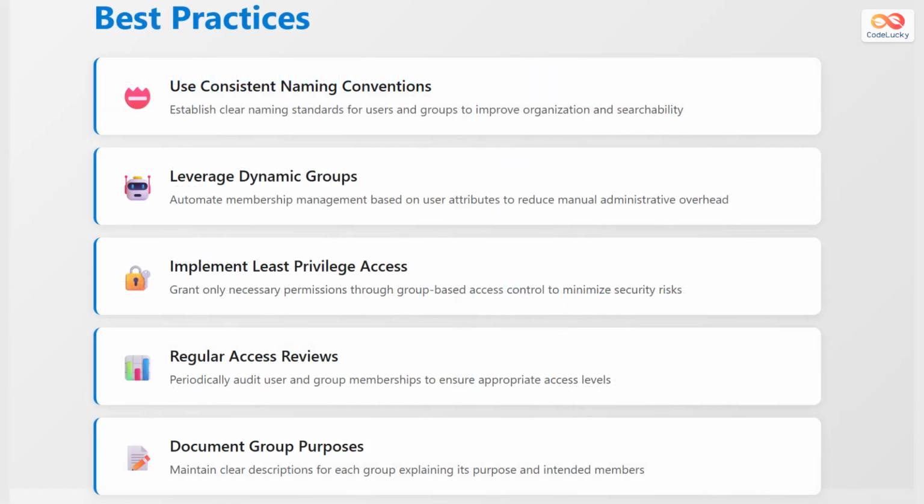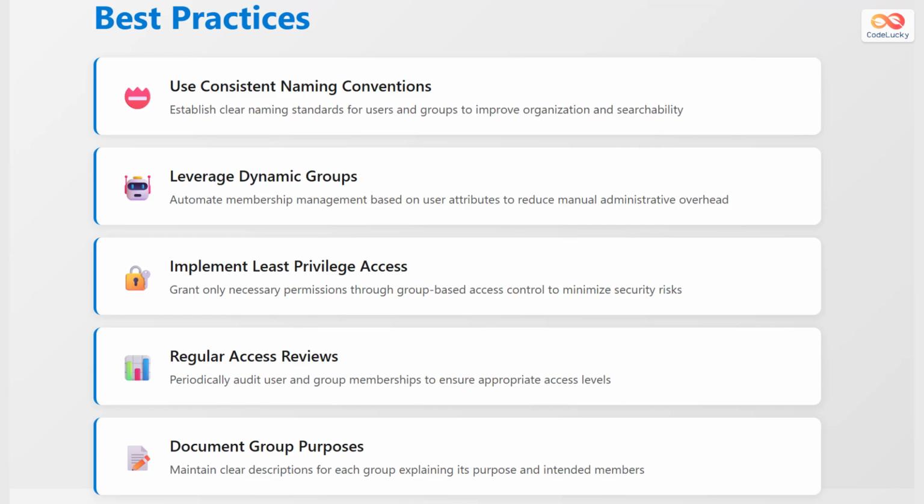Let's conclude with 5 essential best practices for managing users and groups in Azure AD. First, use consistent naming conventions by establishing clear naming standards for users and groups to improve organization and searchability. Second, leverage dynamic groups to automate membership management based on user attributes, which significantly reduces manual administrative overhead. Third, implement least privilege access by granting only the necessary permissions through group-based access control, minimizing security risks.